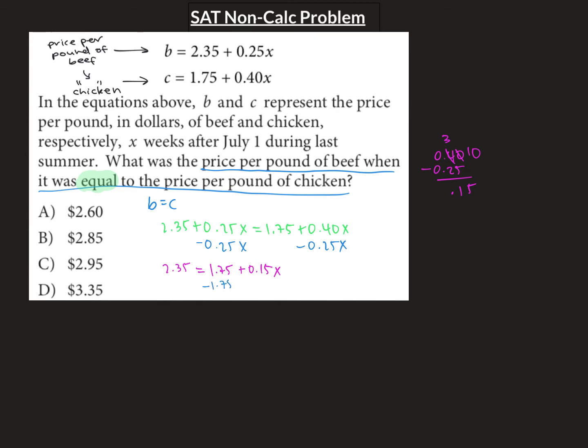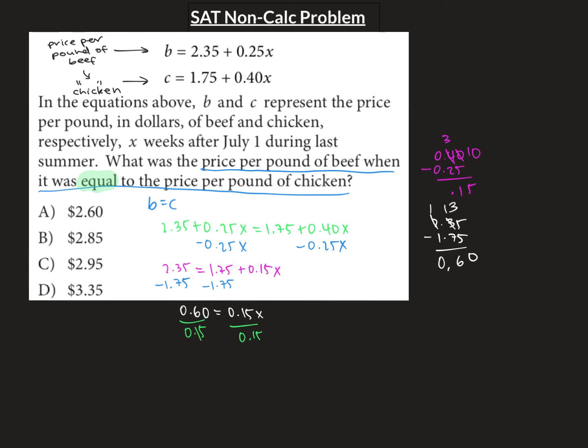Now we do the same thing with the numbers that weren't with the x. So now we subtract both sides by 1.75. So now let's go ahead and do our math again. So 2.35 minus 1.75, you get 0.60. Okay, so now 0.60 is equal to 0.15x. And now we can divide both sides by 0.15 to isolate x, since x is what we're solving for here.